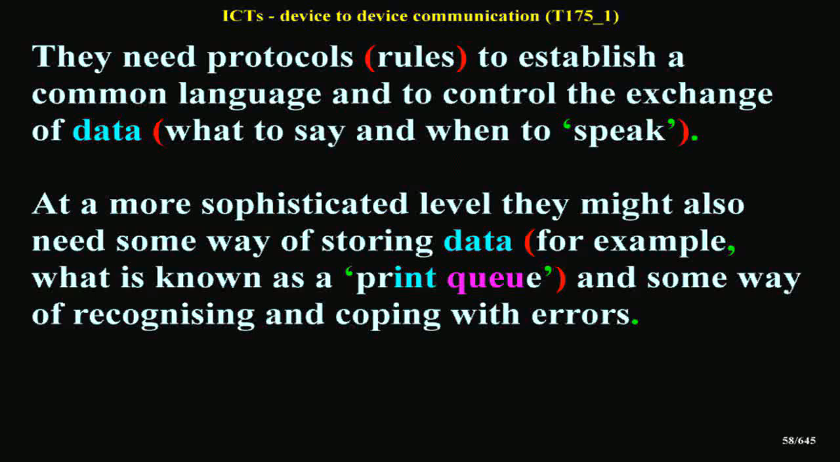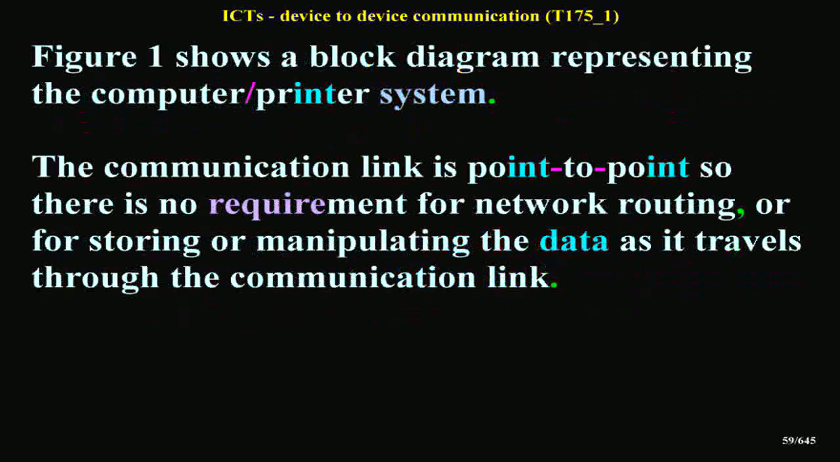At a more sophisticated level, they might also need some way of storing data, for example, what is known as a print queue, and some way of recognizing and coping with errors. Figure 1 shows a block diagram representing the computer printer system. The communication link is point-to-point, so there is no requirement for network routing, or for storing or manipulating the data as it travels through the communication link.